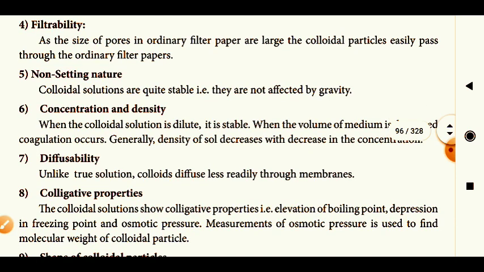Next, what about the concentration and density? When the colloidal solution is dilute, it is stable. When the volume of the medium decreases, coagulation occurs. Generally, the density of salt decreases with decreasing concentration. So colloidal solutions are all very dilute and very stable. When the volume decreases, coagulation will occur. What does coagulation mean? Sedimentation. Everything combines with one another. So generally, the density of salt particles decreases with decreasing concentration.